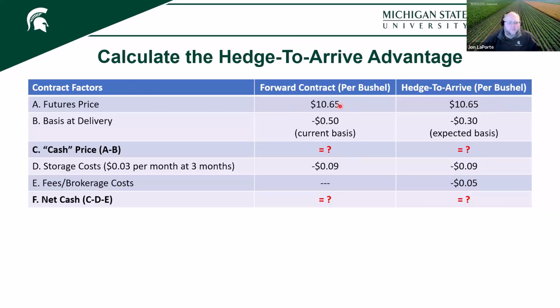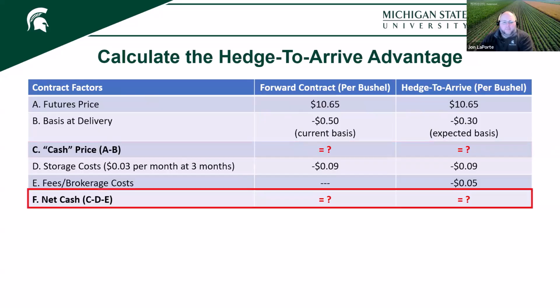So we start out looking at the futures price of 10.65 on soybeans here. The basis of that delivery that we would set on the forward contract right now is about 50 cents under. And so what we're expecting is that that basis is maybe a little weaker than normal. We're hoping it's going to get to about 30 cents under, so a little bit closer together. So your first step here is to do the initial math of comparing the cash price between the forward contract and the hedge to arrive.